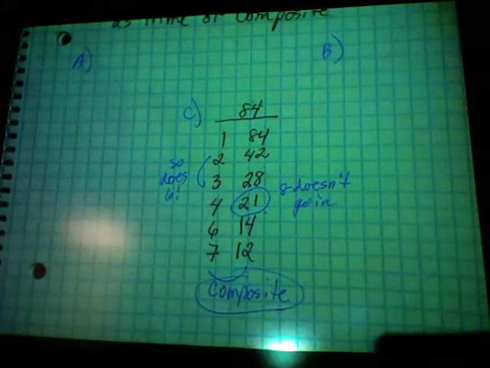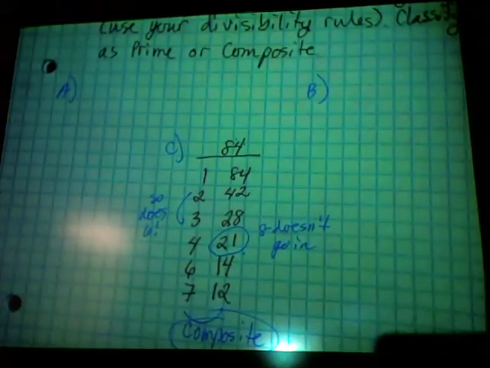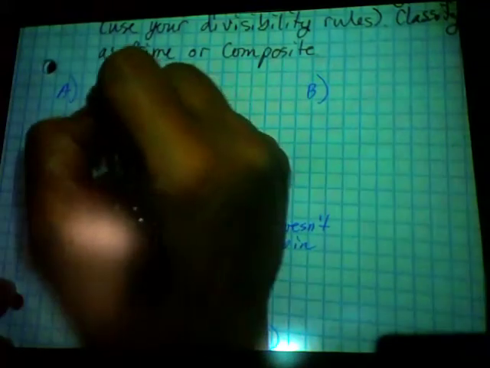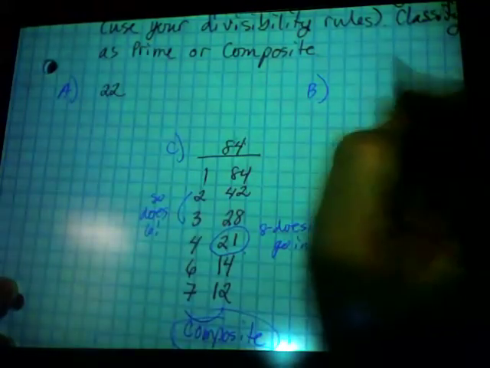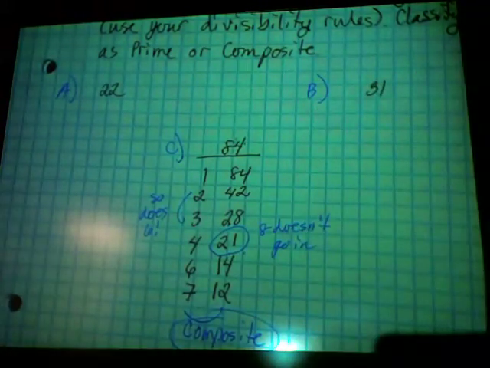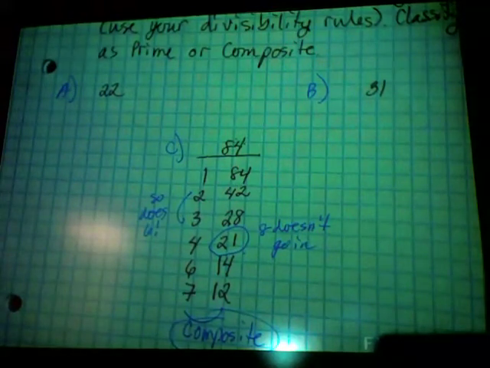All right, so I'm going to put 2 numbers up here. They won't be quite so involved. I want you to factor them and then tell me if they're prime or composite. The first one is 22, and the second one is 31. So go through all your divisibility rules and factor them.